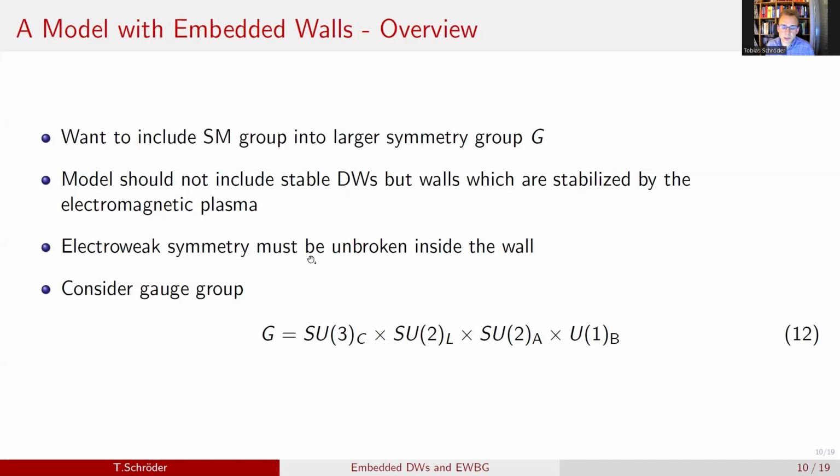The electroweak symmetry must furthermore be unbroken inside of the wall. As I will show in a moment, this can be achieved by considering the gauge group given in equation 12. The difference to the standard model symmetry group is that we don't have the U1 weak hypercharge group, but instead an SU2A cross U1B group.